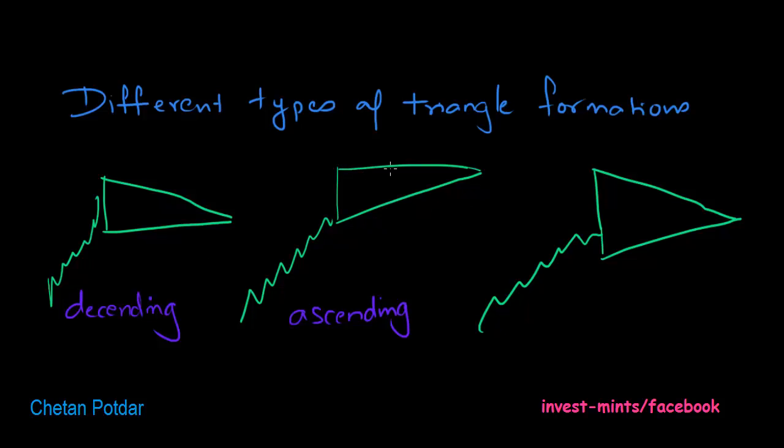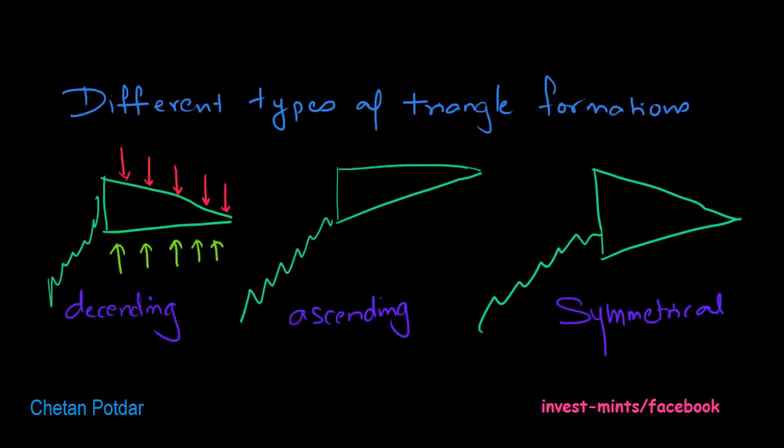Here the prices are fixed, but the bulls are getting more and more aggressive. Here the bulls and the bears are equally aggressive, and since the bulls and the bears are equally aggressive, it's called a symmetrical triangle. So let's further look into all these 3 types of triangles.